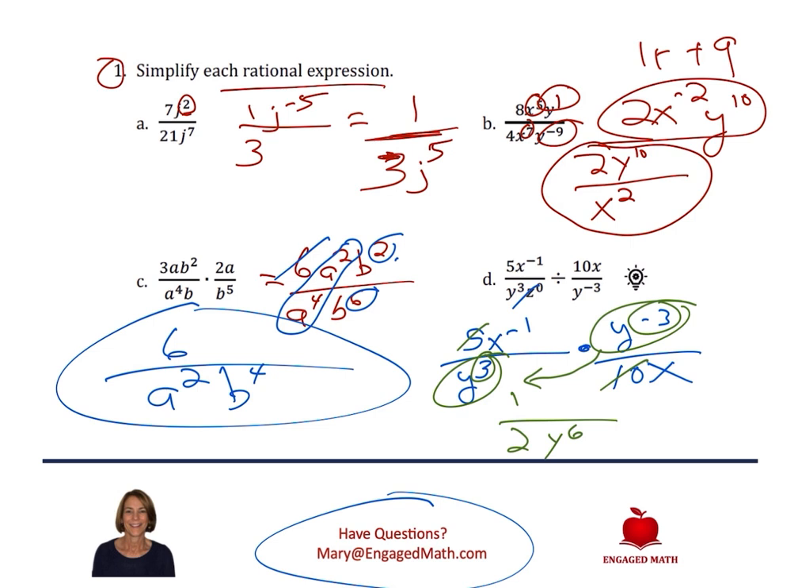Okay, so we're done with the y's, and now this x to the negative 1 is going to go down, get combined with the x in the denominator, and become x squared. So our final answer is 1 over 2 y to the 6th x squared. Great job on that reinforcement. Okay, we'll see you next time.